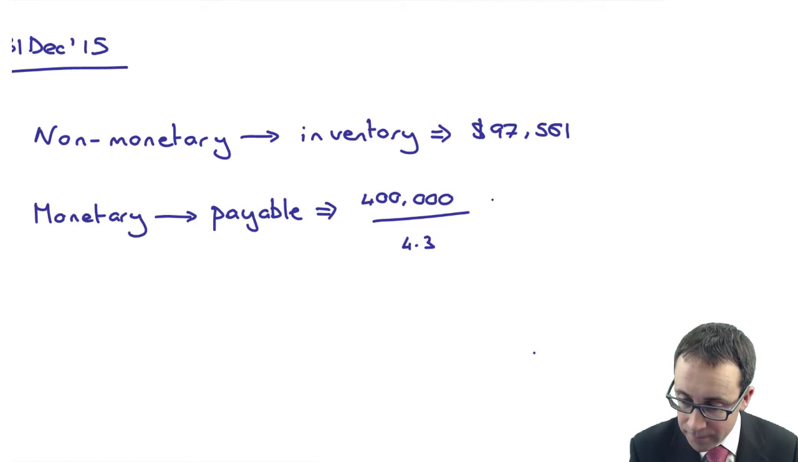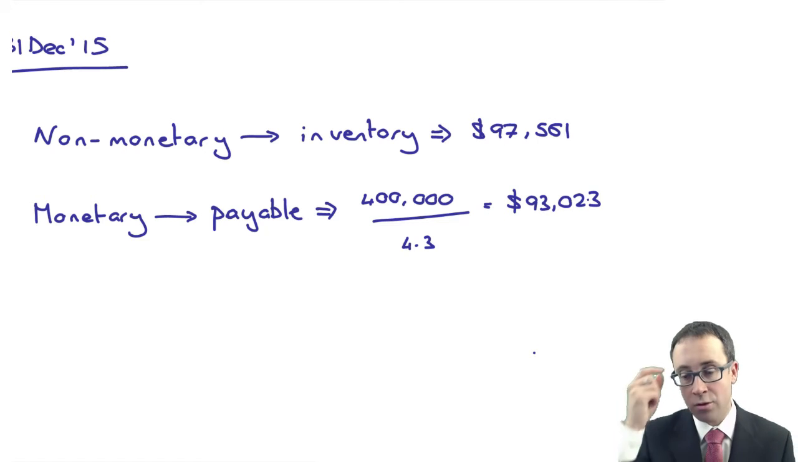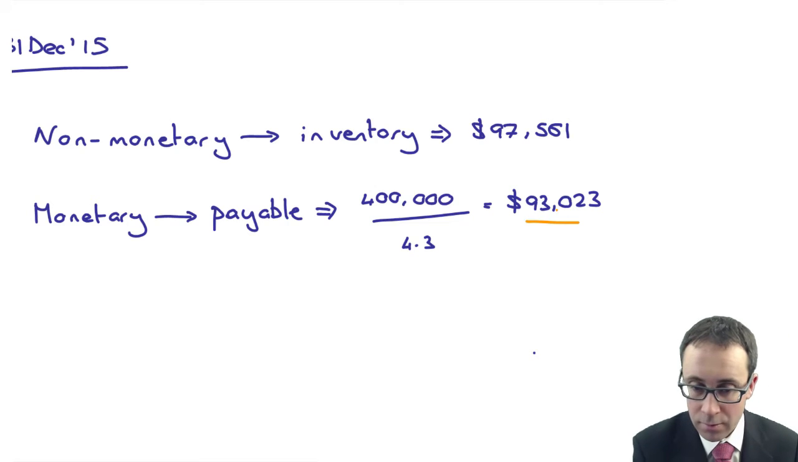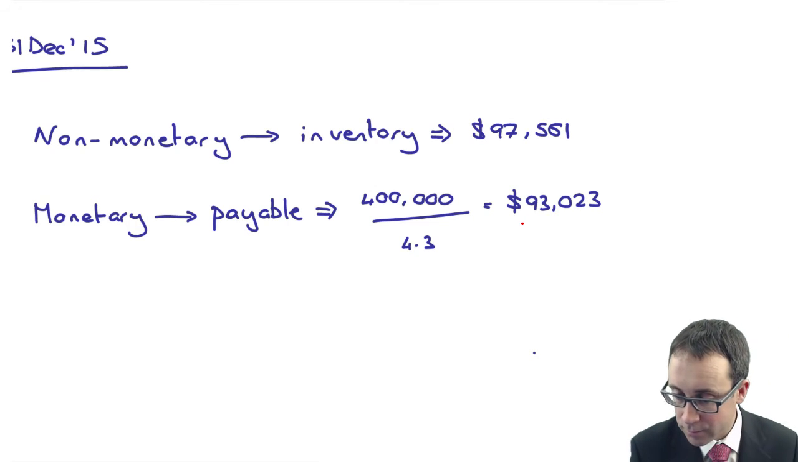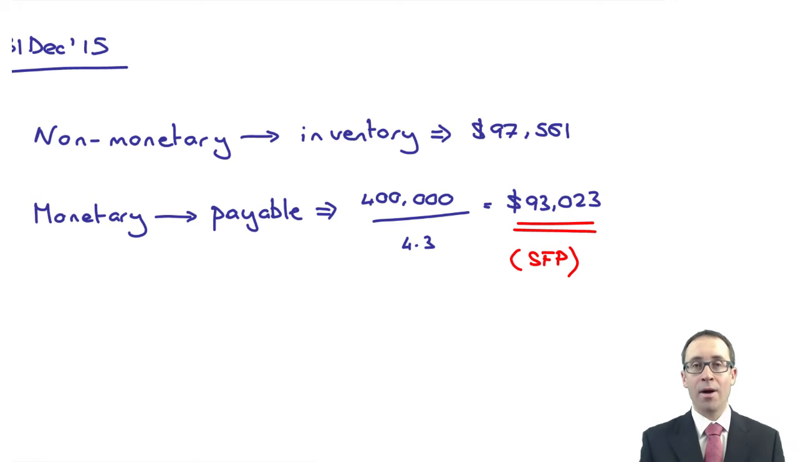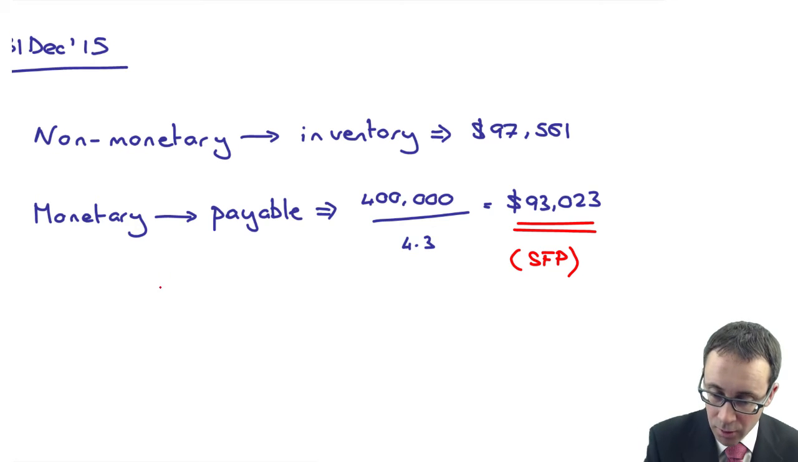So at the end of the year, your monetary payable is 93023, isn't it? So that's what you would show on the statement of financial position. Okay. However, what you've got there is that the payable was 97561.